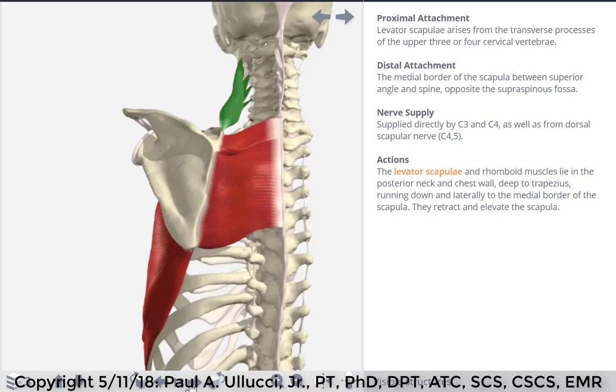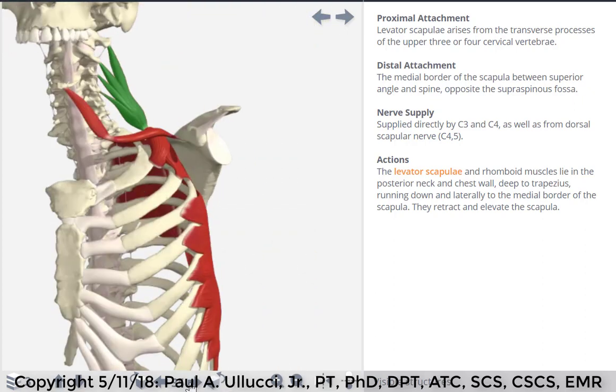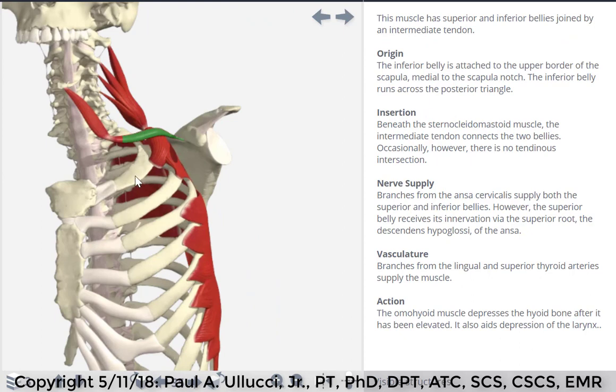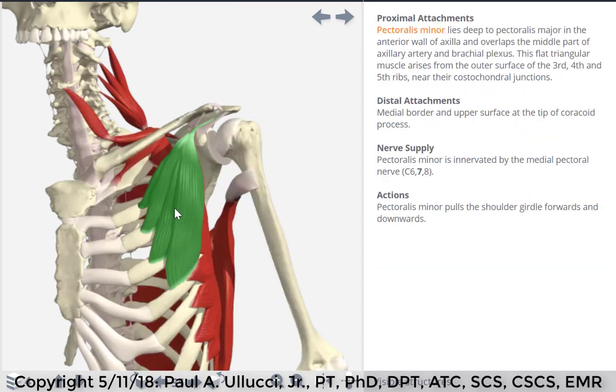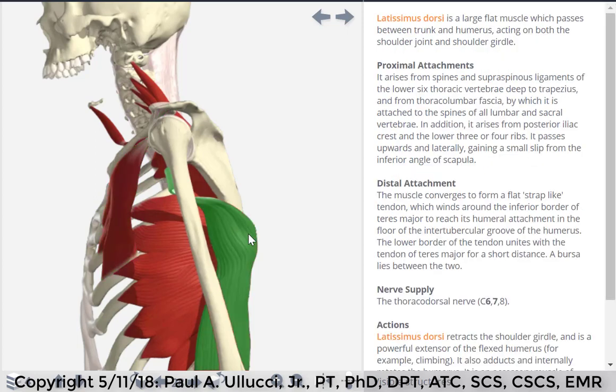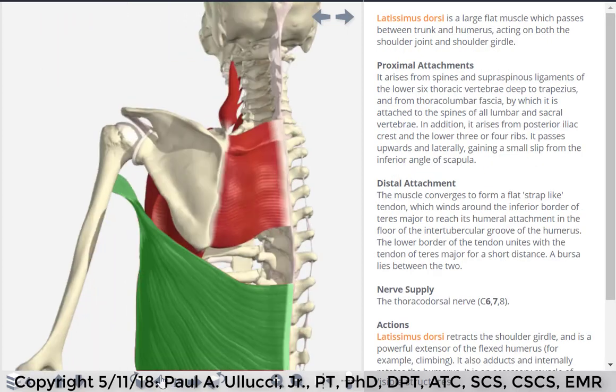We go up some levels. We've added some skeleton to that. We roll to the front, and we are now faced with the omohyoid. We add more muscle layer by clicking on the up arrow. Pectoralis minor, you're going to want to know its proximal and distal attachments, its nerve supply, and its action. You'll also notice that the lats have now appeared, and the lats are a very important muscle because they stabilize the shoulder during pitching. They also are an important extensor, but you're going to want to know all of this.